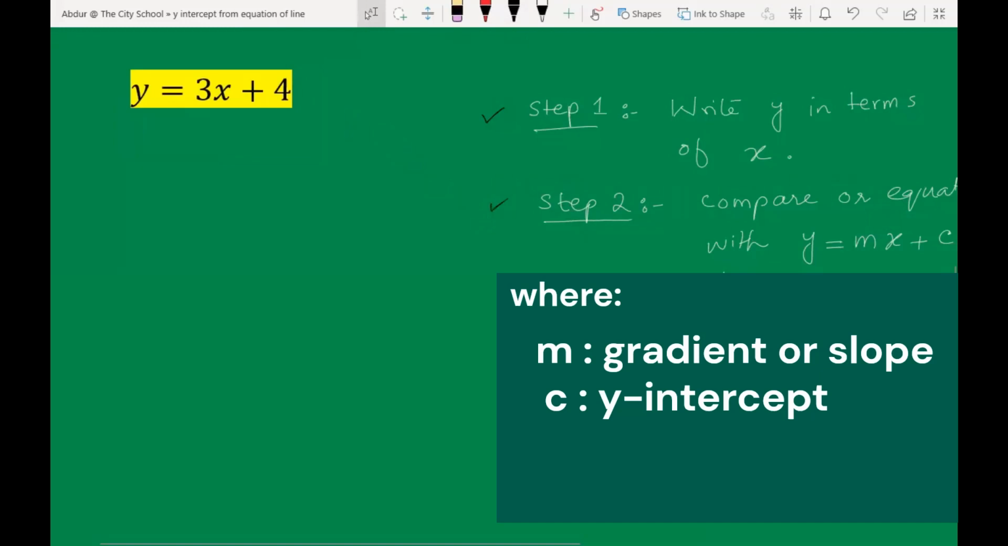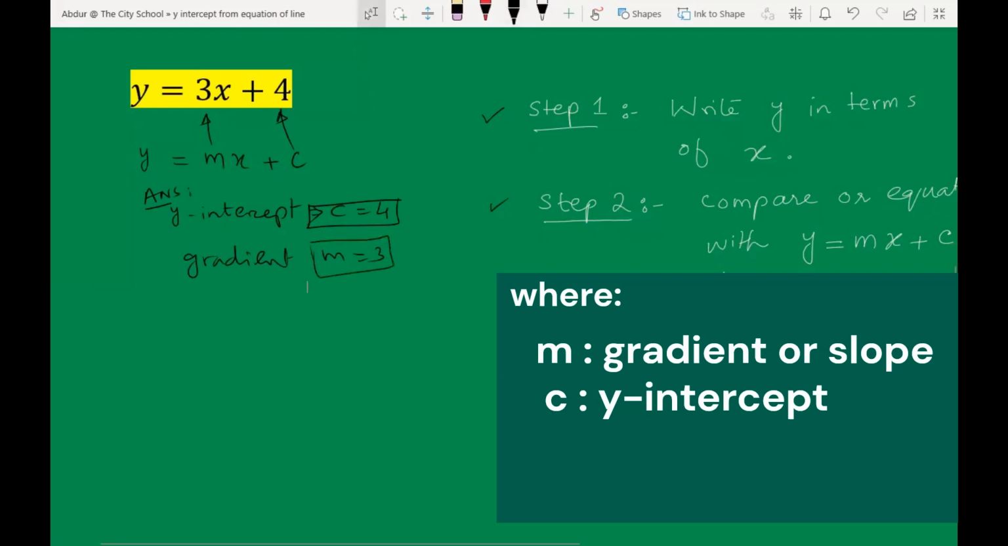So compare with y equal to mx plus c. M is gradient, which is 3, and c is y-intercept, which is 4. So y-intercept is c equal to 4, and gradient is m equals 3. This is the answer, y-intercept and gradient.